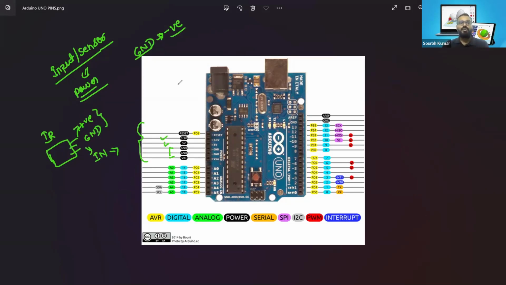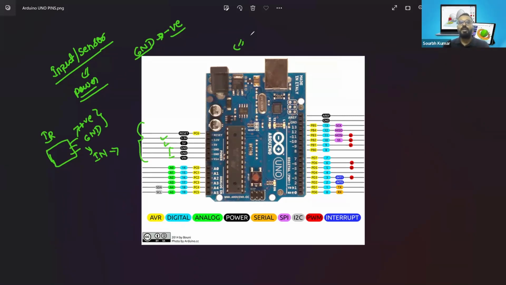So this power section can be used to address both scenarios. First is to take the inputs from the outside world, and also to provide the output in terms of power to different components connected to the Arduino development board.